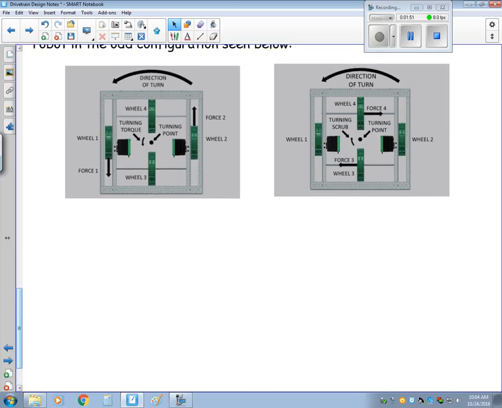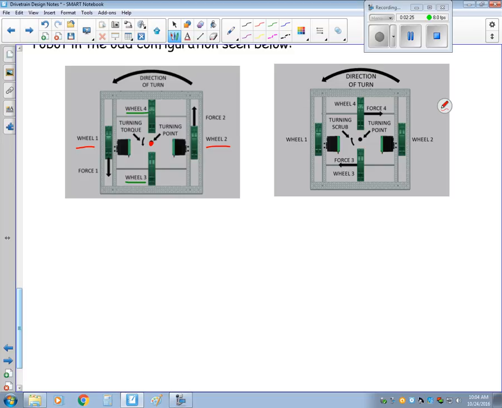So in this bad design, we have 4 wheels, and they are all high traction wheels. We have 2 of them being powered, that's wheel 1 and wheel 2. Wheel 3 and 4 are non-powered, and they are just sitting there. Our pivot point is right here in the center.